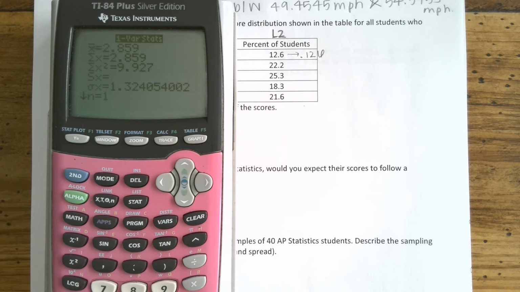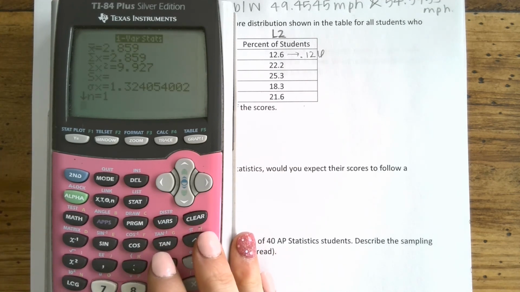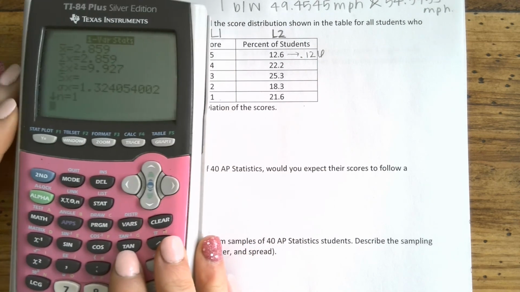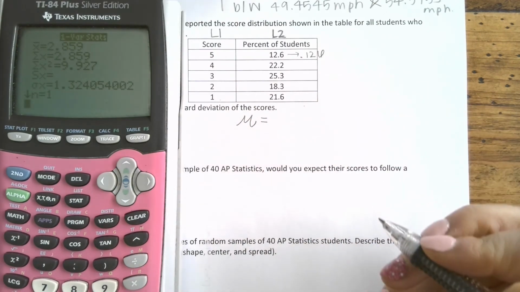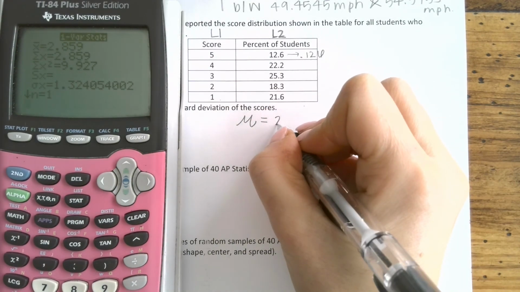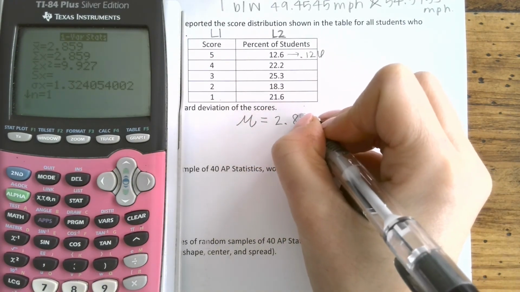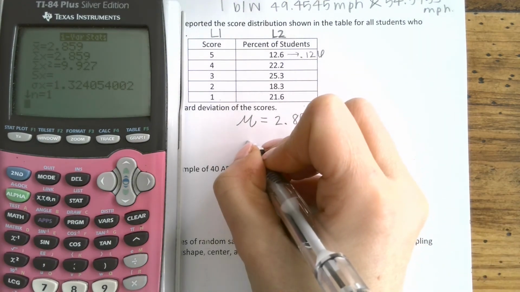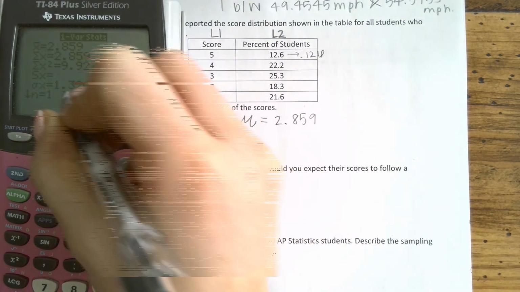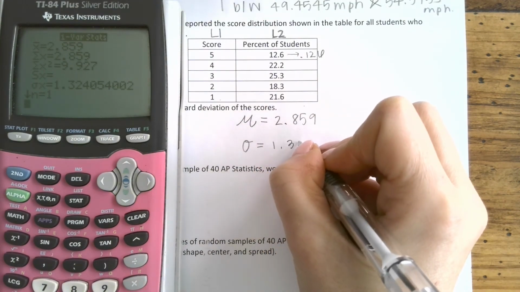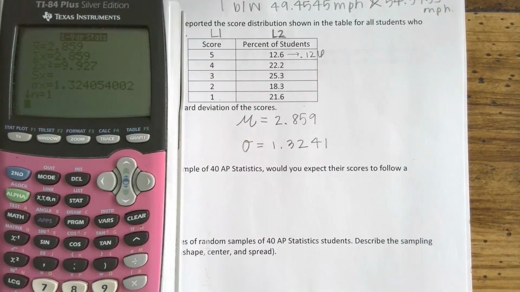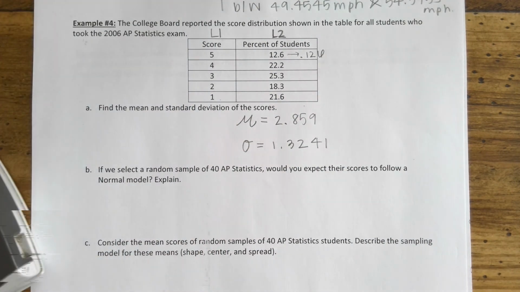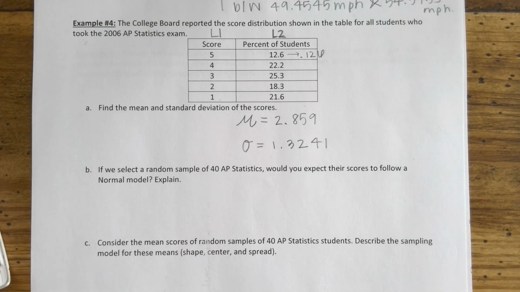Now when we've calculated, it gives us the mean and the standard deviation. Your calculator writes it as x bar, but technically this is from the population, so this is mu. So we're going to write that as 2.859, and my standard deviation is 1.3241. Once we have that mean and standard deviation, the rest of the problem here is going to stay the same.